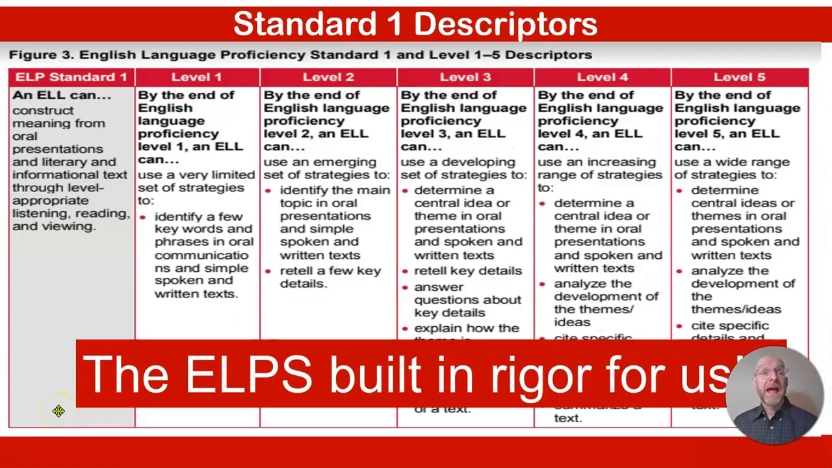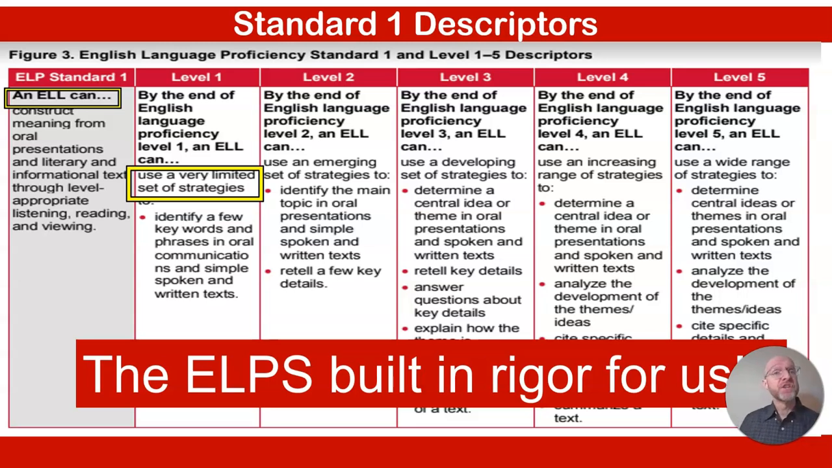So now let's talk about how the ELPS naturally incorporate rigor. As you know, these standards are going to ensure that our learners move progressively through the challenging levels of language proficiency. As you can see in this chart, ELPS Standard 1 helps English learners to construct meaning from oral presentations, literature, and informational text. But how do they do it? Well, that does depend on their level of proficiency. So let's start with level 1.